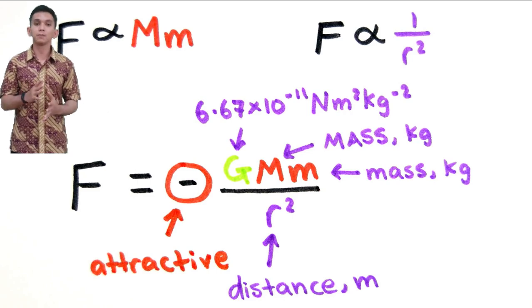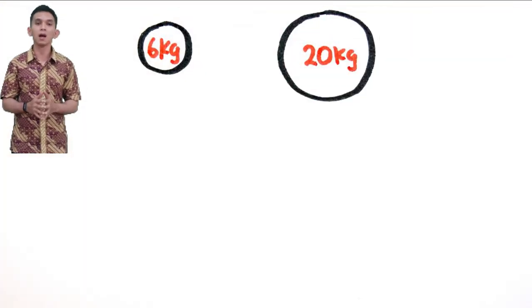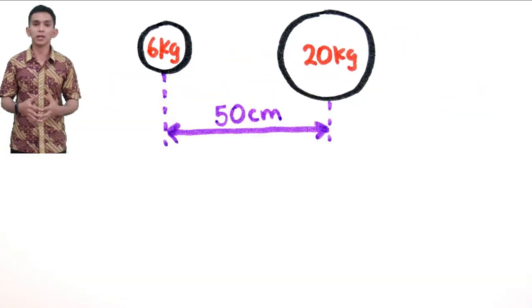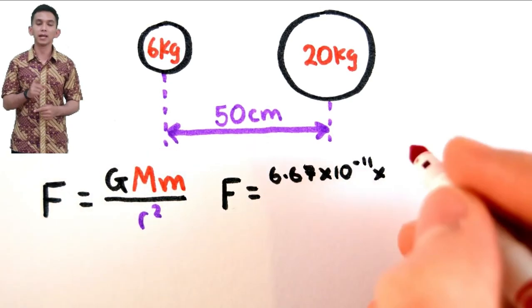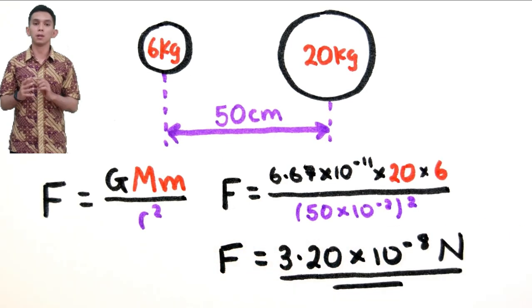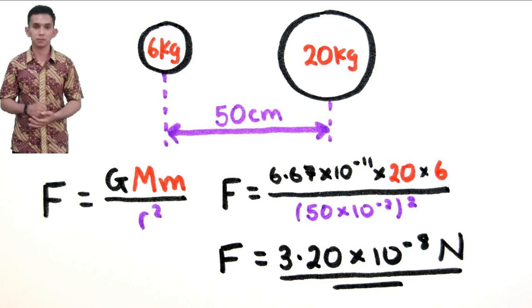For example, two bodies, one of mass 6 kilograms and the other of mass 20 kilograms, are placed 50 centimeters apart. From these, we can work out that the gravitational force acting on each object is 3.20 times 10 to the minus 8 newtons. The force acting on each body is equal because they are attracted to each other.